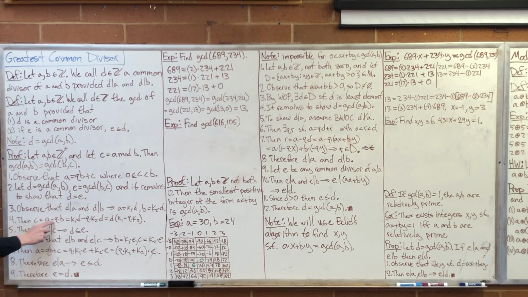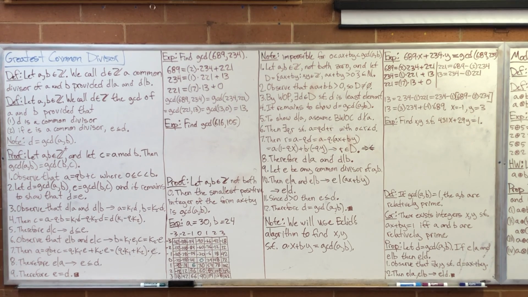So C is equal to A minus Q times B. But A is the same thing as K1 times D, and B is the same thing as K2 times D. Factor out my D's. You with me? So, therefore, D divides C. So I knew that D divided A and D divided B. Now I showed D divides C. So in other words, I now know that D divides both B and C. So D is a common divisor of B and C.